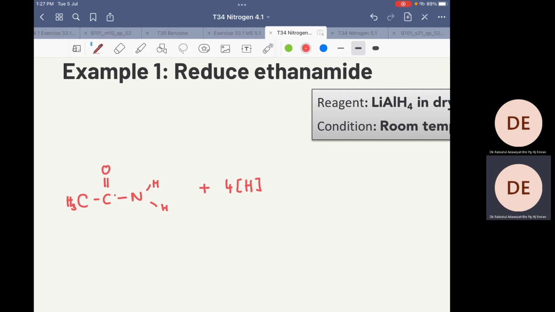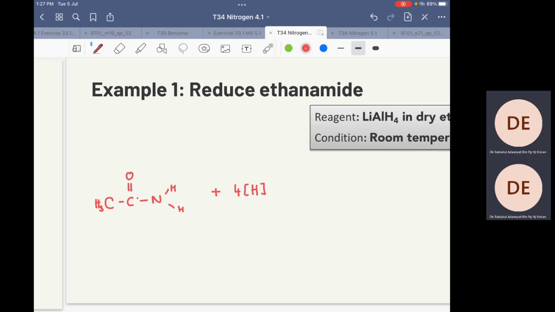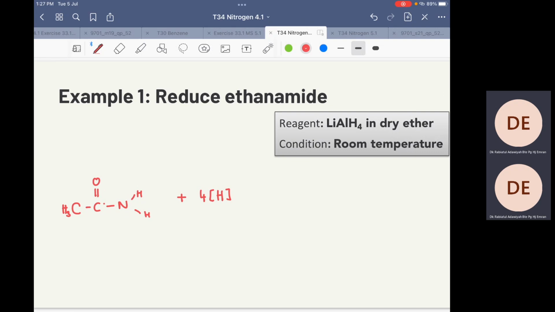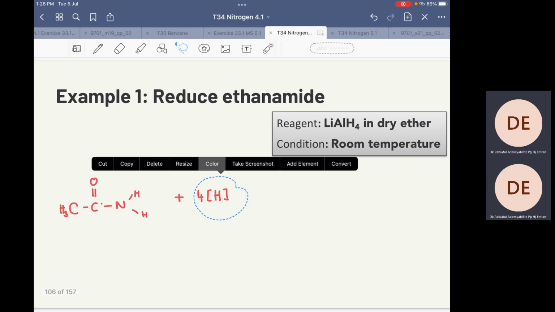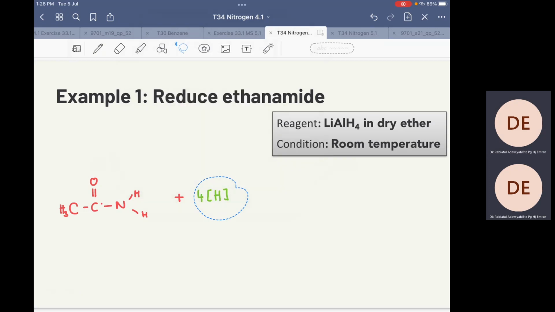So to simplify the equation, we don't have to write down the lithium aluminium hydride formula, okay? So the H is our, I'll change the color so that you can see, a representation of a reducing agent. Okay, so that's our reducing agent.